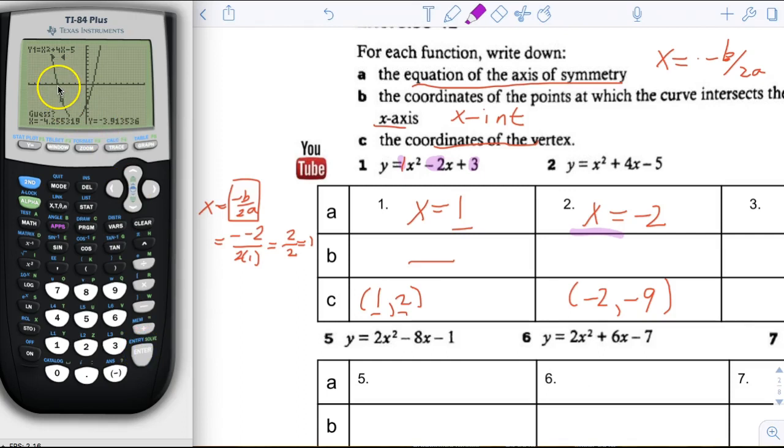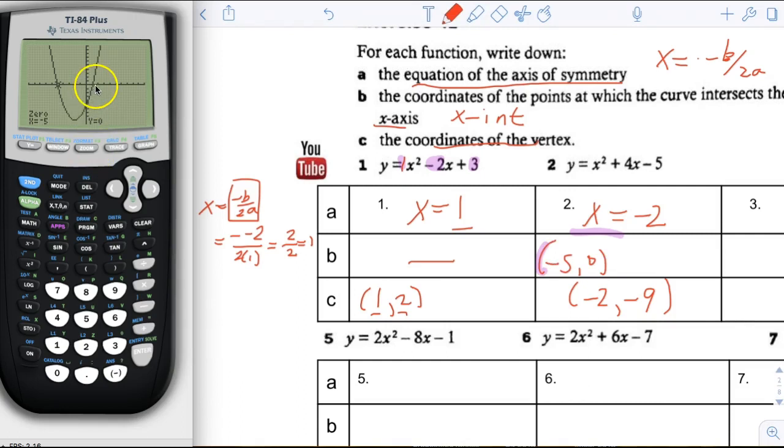And then it asks me for a guess. Again, in this small interval here, this is the only place where it crosses the x-axis, so it doesn't really matter what my guess is. So I'm going to go ahead and hit it, and it gives me the answer, x equals -5, y equals 0. So the coordinate is -5, 0 for one of the x-intercepts.